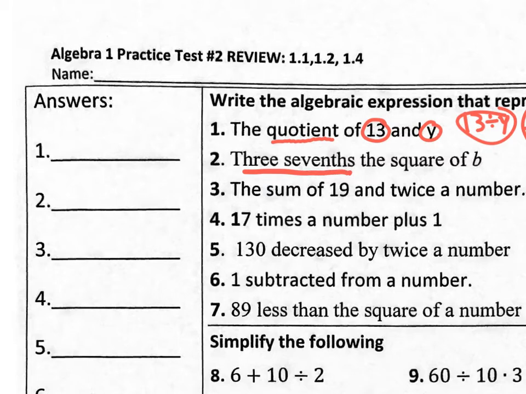So let me actually write that down. 3 over 7. Now 3/7 of what? 3/7 of the square of b. So I need to put a b and also square the b. So that's my answer for number 2. 3/7 b squared, or 3/7 the square of b. Make sense? Okay, let's move on to number 3.